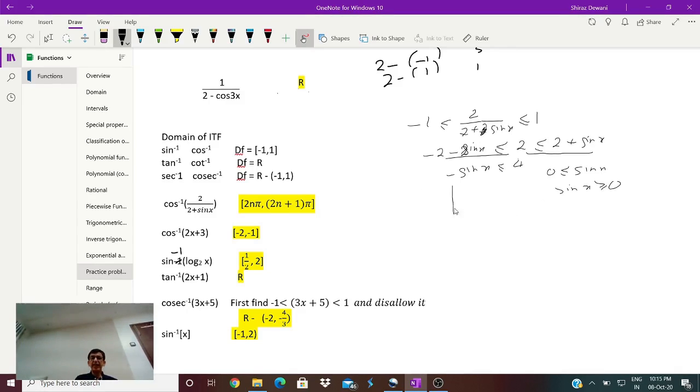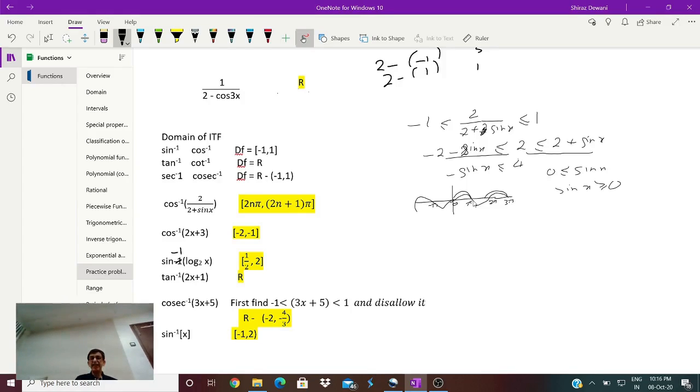Now if you study the sine graph, this is 0, this is pi, this is 2 pi, 3 pi, minus pi, and so on. Now sin x has to be more than or equal to 0. So it will be positive between 0 and pi. Then here it will be negative. Then again from 2 pi to 3 pi it will be positive. Then here it will be negative. Then 4 pi to 5 pi.